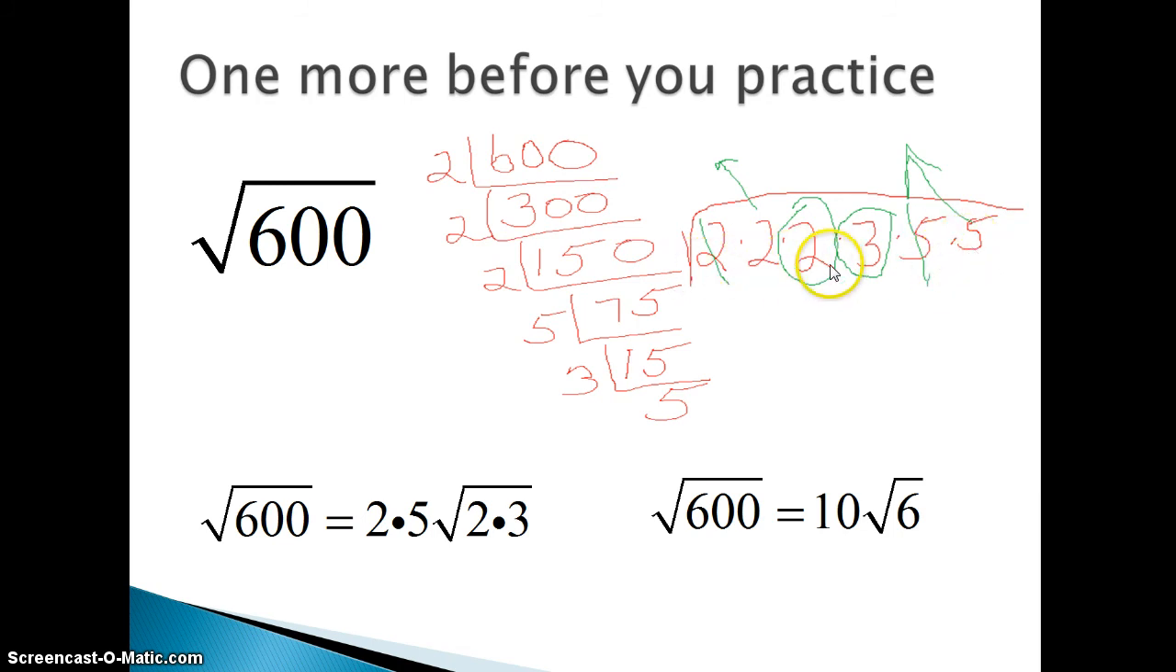Notice that I grouped all my 2's together, all my 3's together, and all my 5's together. That makes things easier. Here are my leftovers. Here are my 2 escapees, a 2 and a 5. Here is the 3 that got stuck underneath, along with a 2. So you multiply everything back together. 10 times the square root of 6.